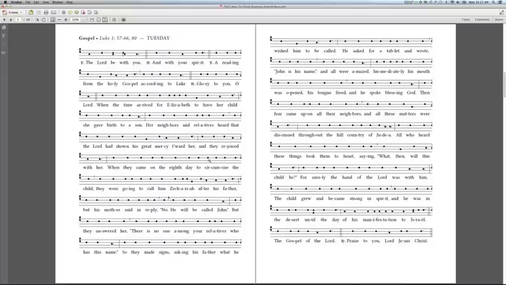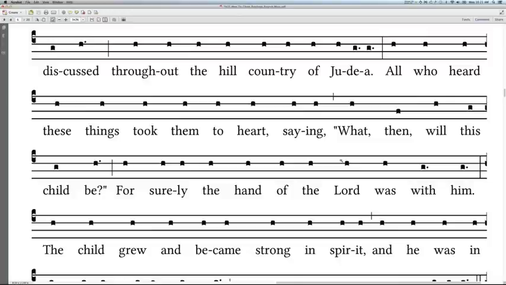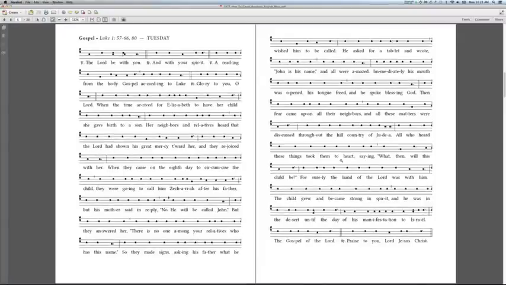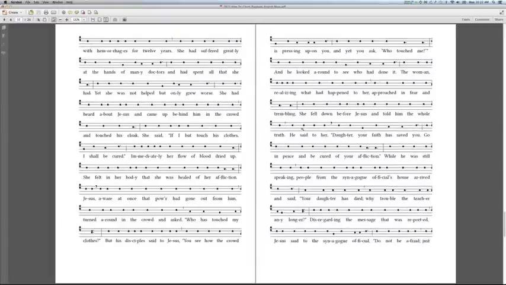Now, the first thing is you can look for any questions during your gospel, because you can just get those out of the way at the very beginning. So, for instance, here's a question here. What then will this child be? That's a question, right? As a matter of fact, I didn't treat it as a question because it's kind of combined with another sentence. All who heard these things took them to heart, saying, what then will this child be? I suppose I could have treated it as a question, and that would have been fine. I just didn't.